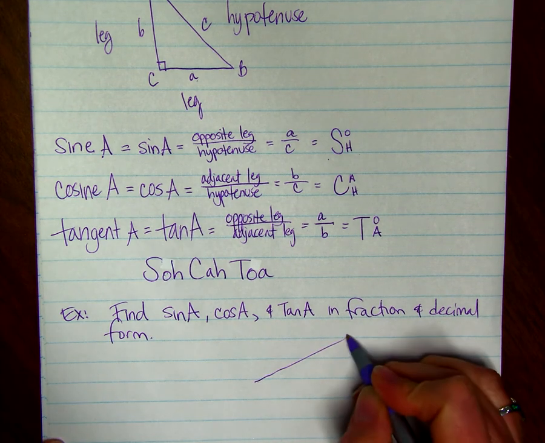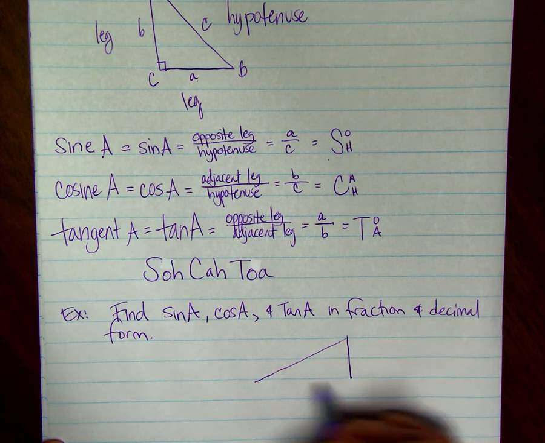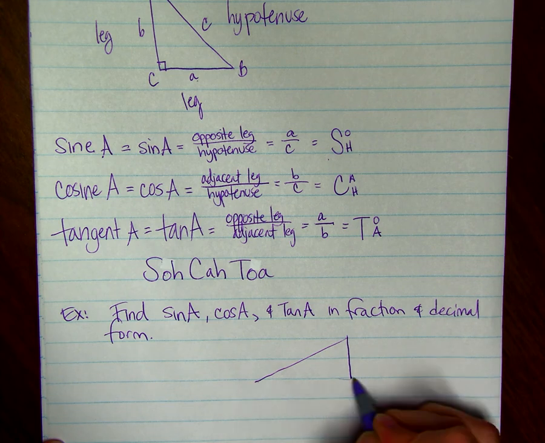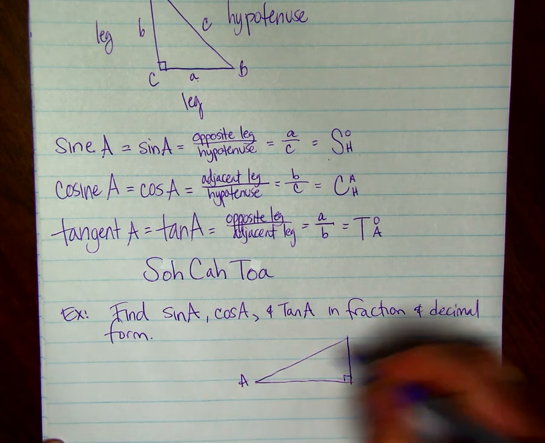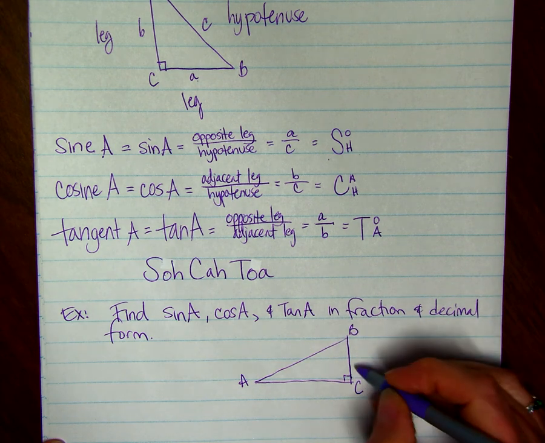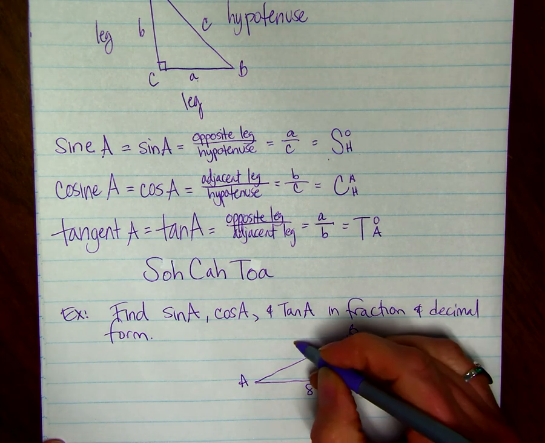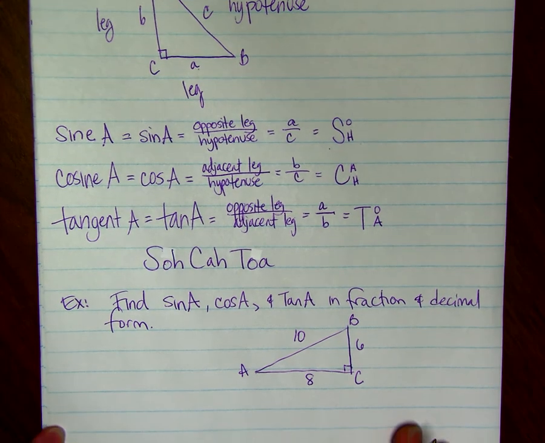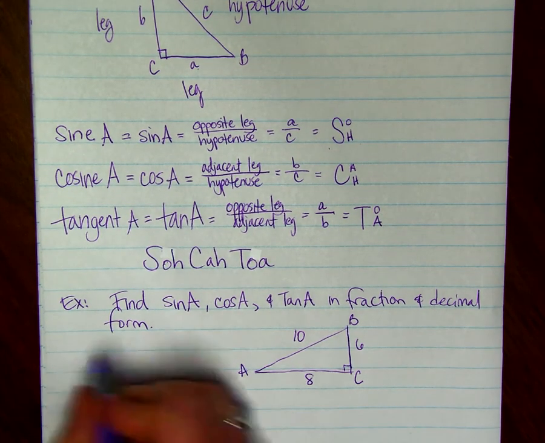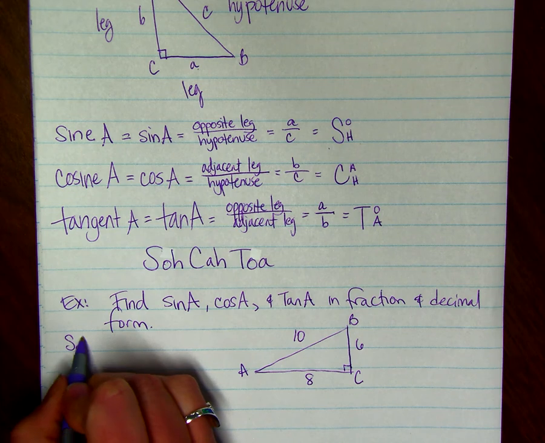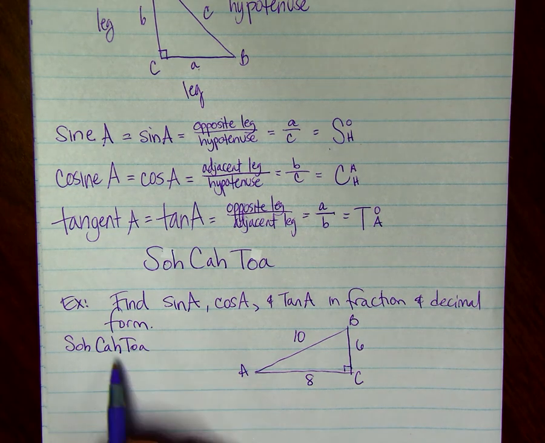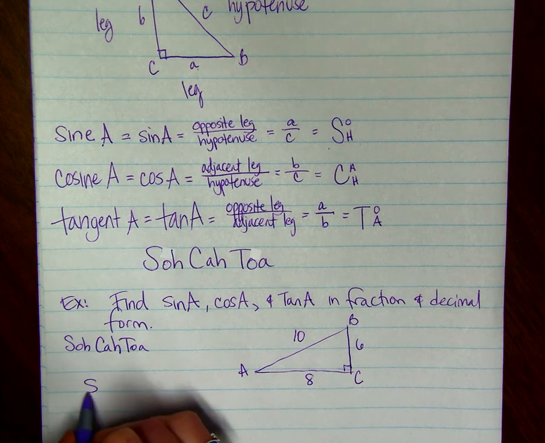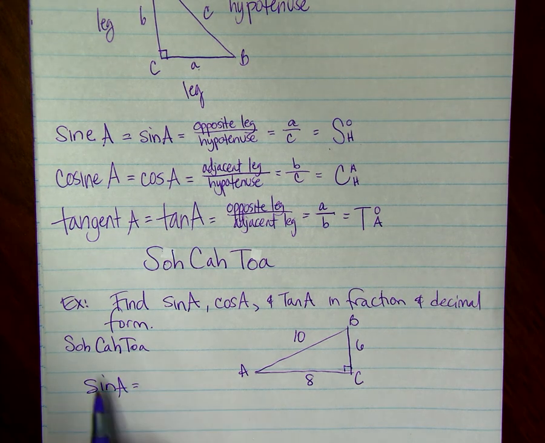So we're going to have a right triangle. Okay, this is a right triangle, A, B, C. We're going to say this is 6 units, 8 units, 10 units for the hypotenuse. So the sine of A. I'm going to write SOH, CAH, TOA so I can remember we want the sine of A. That's going to be opposite over hypotenuse.